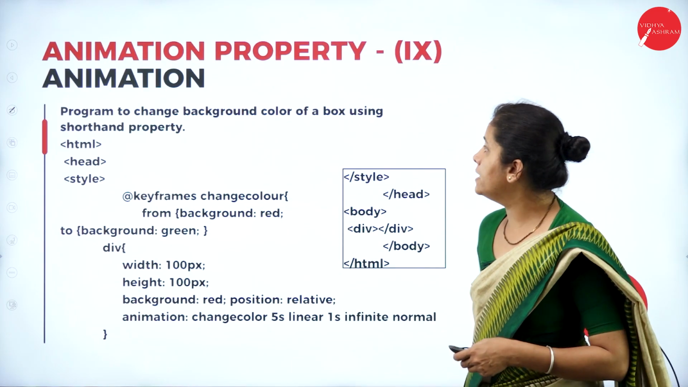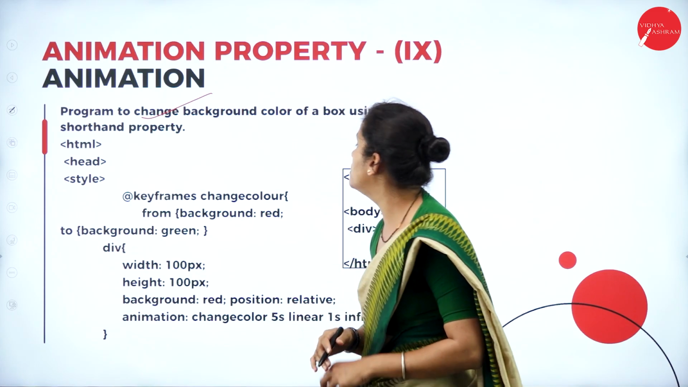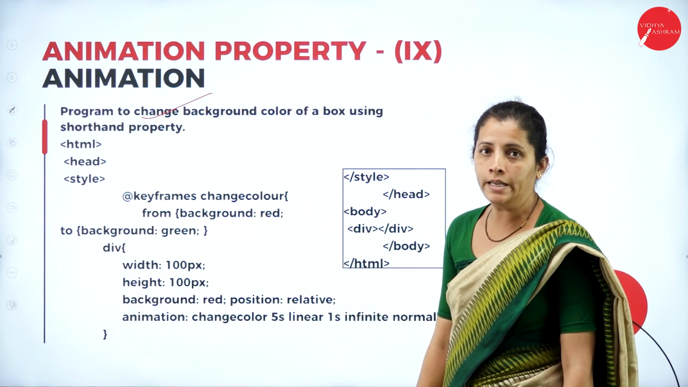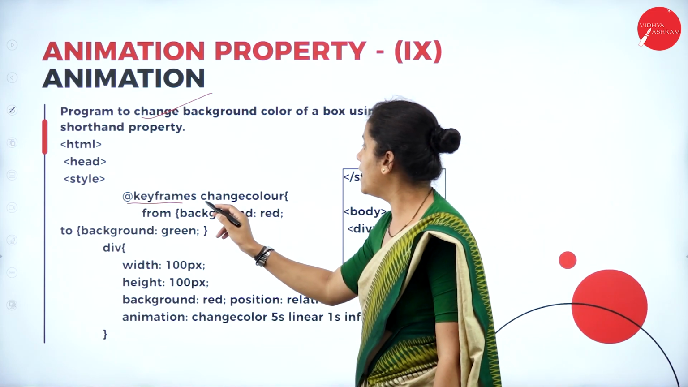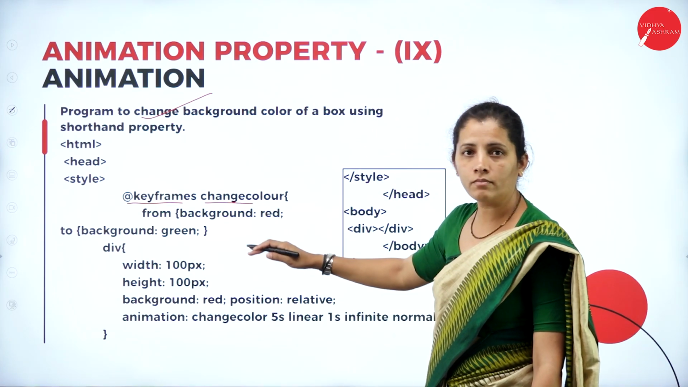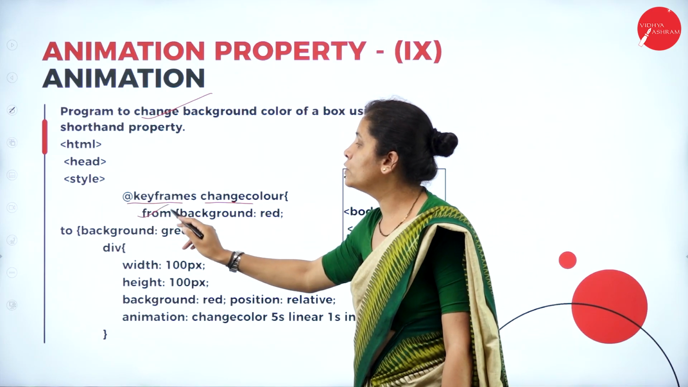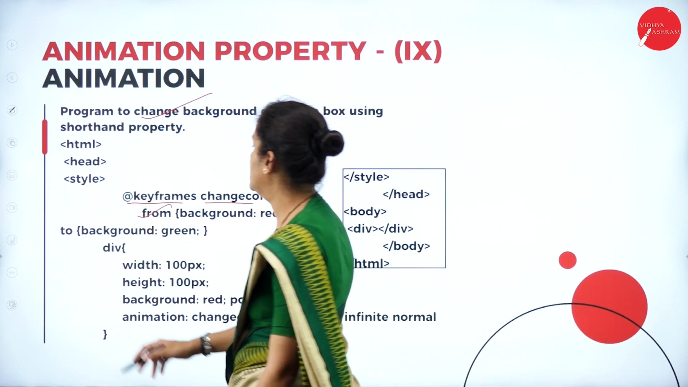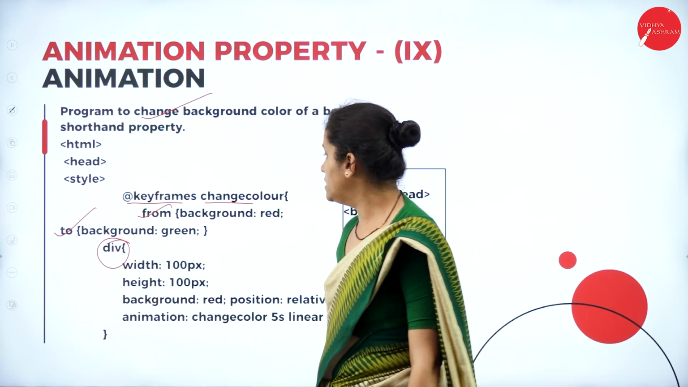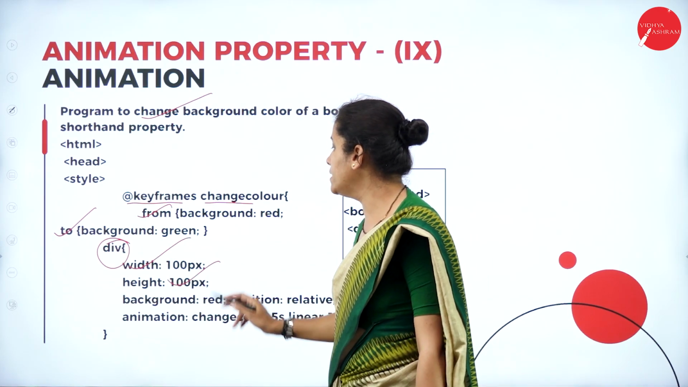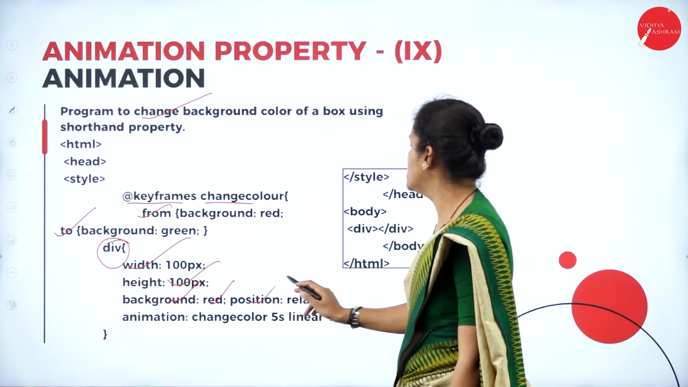Now, dear student, I'm going to have a simple example here: a program to change the background color of a box using the shorthand property. So I'm going to start with the keyframes property, and I'm going to write the name of the animation, that is change color. Then I'm going to specify the starting state and the ending state. And I'm going to use the element selector, specifying the width and height. At the same time, I'm going to specify the background color, that is red. Position is relative.